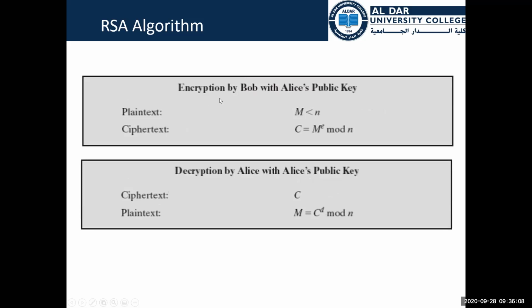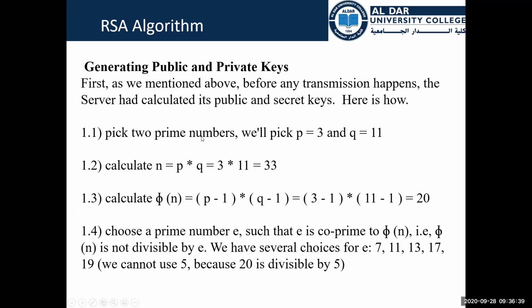Encryption is done by Bob. He's going to encrypt his data using this equation, which is C equals M to the power E mod N. Then at Alice's side, she's going to use her secret key to decrypt the data. So M equals C to the power D mod N, okay? And this is a numerical example.